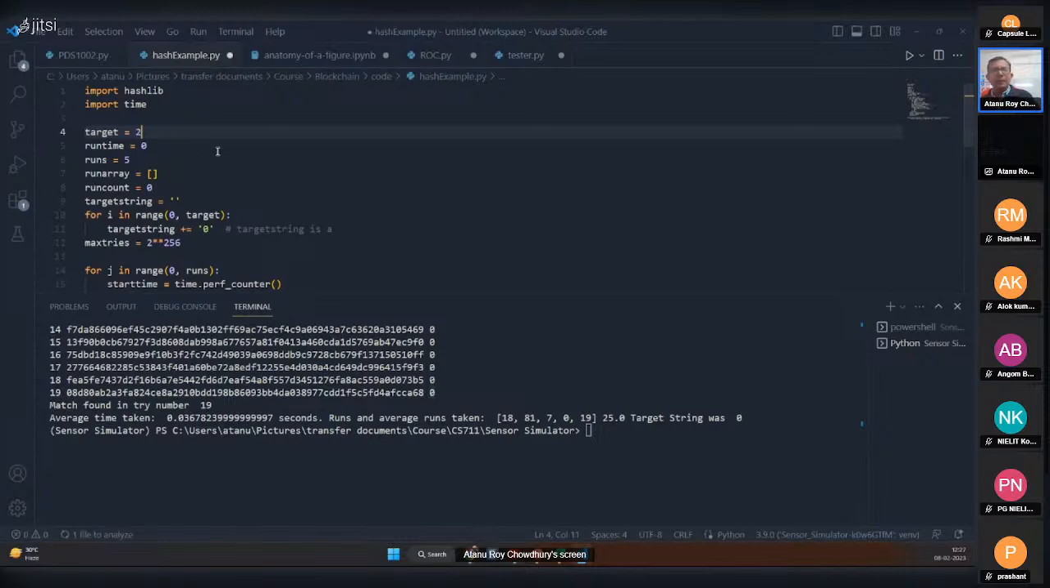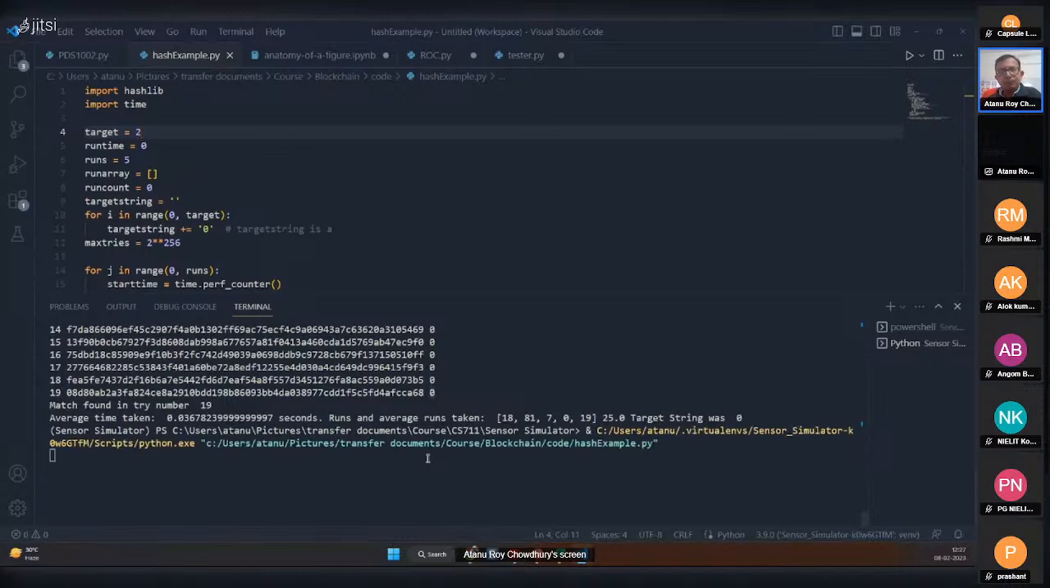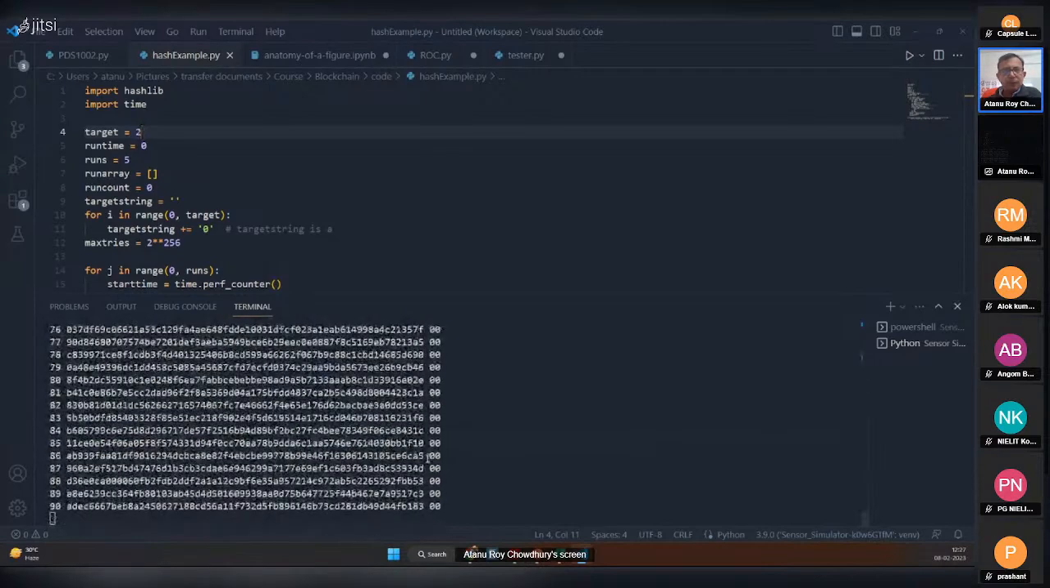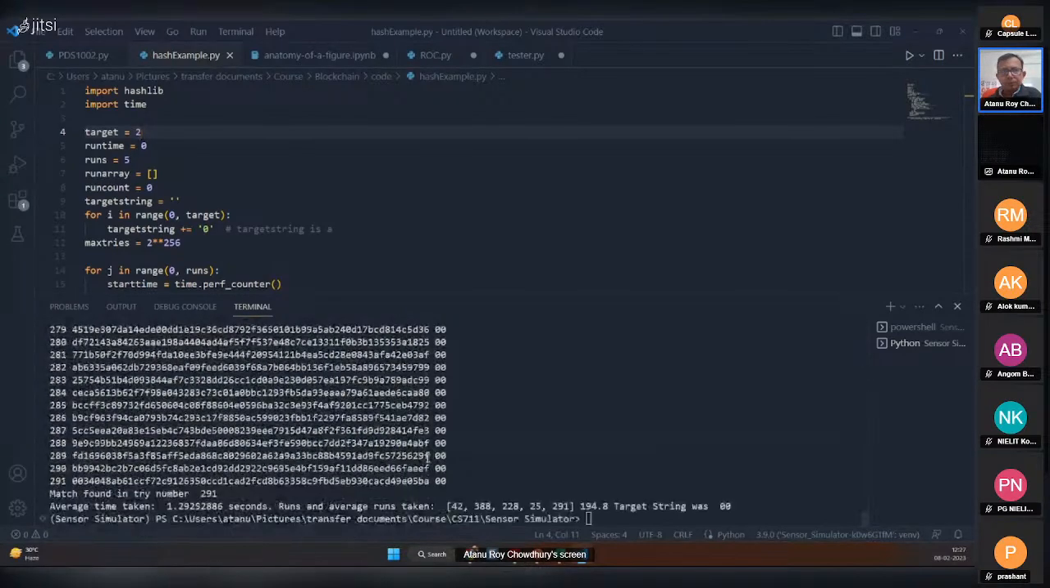Supposing I now want to have proof of work starting with 00, right? What would change? Remember, in the first run, it took me about 0.03 seconds to find a solution. This time it wasn't that close, right? The average number of tries went up from about 25 to about 194.